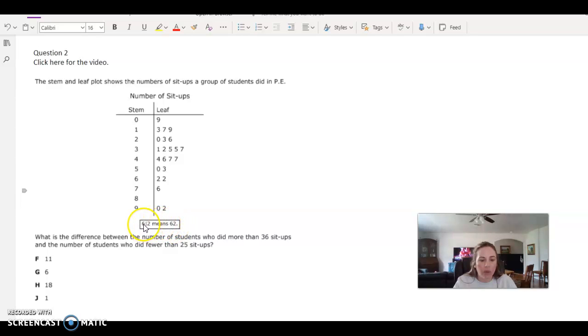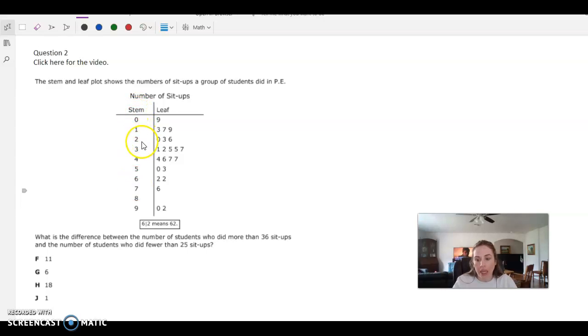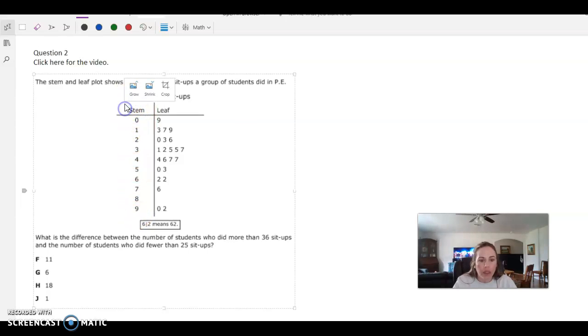In this case, we have a 6 bar 2 means 62, which means, and this is correct in all stem and leaf plots, the stem is always in a certain place value. It's usually either the 1s or the 10s. So what is the stem in this case? It is the 10s place value.